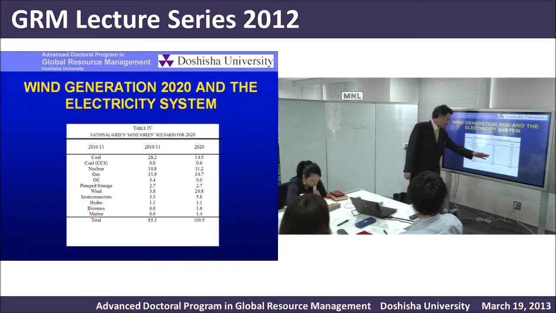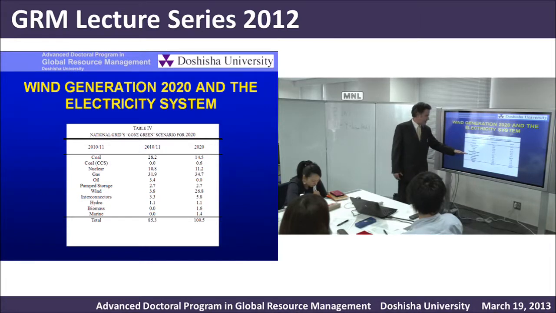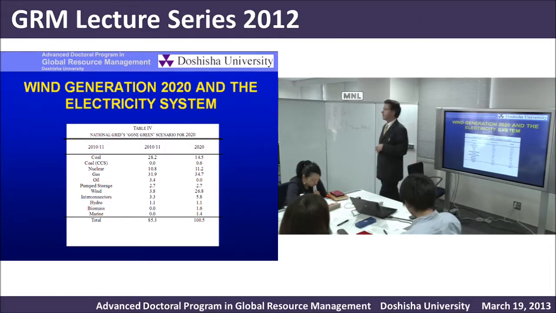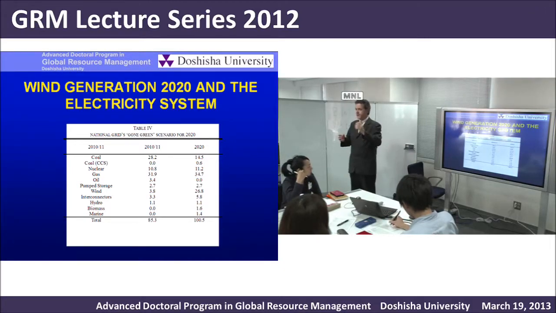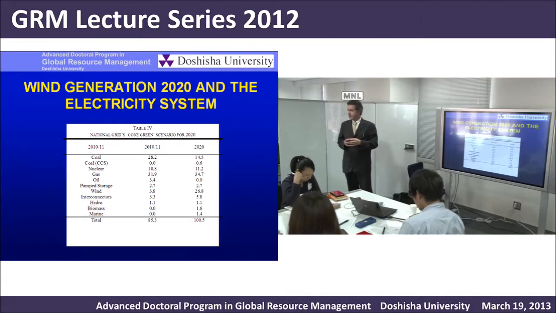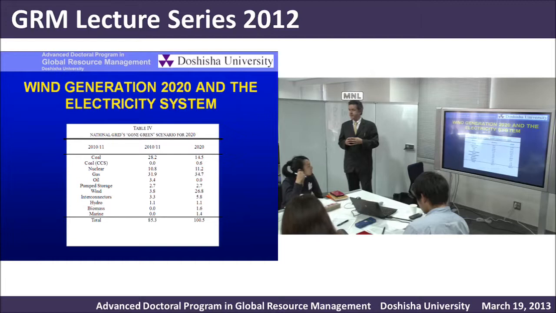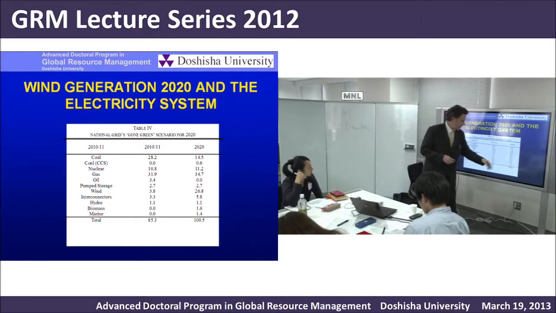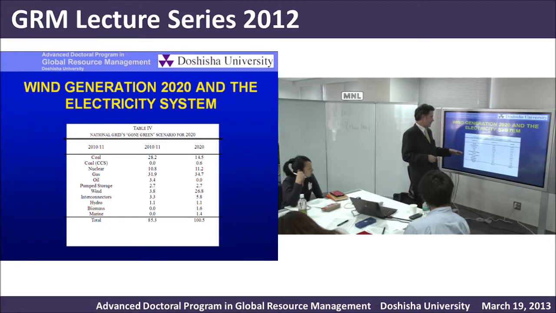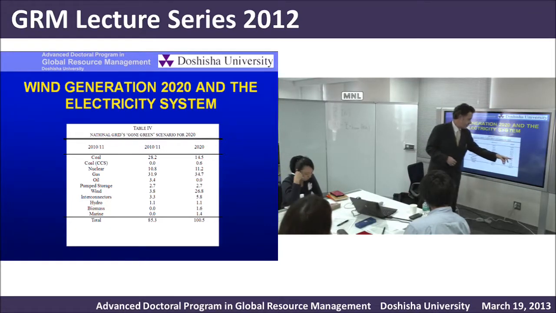Wind is coming in more significantly. We're also increasing our interconnections with mainland Europe. We've got a 2 gigawatt link to France. We've got a 1 gigawatt link that's just been commissioned very recently to Holland. There are other links planned to other countries. By 2020, it's projected that wind is going to go up.